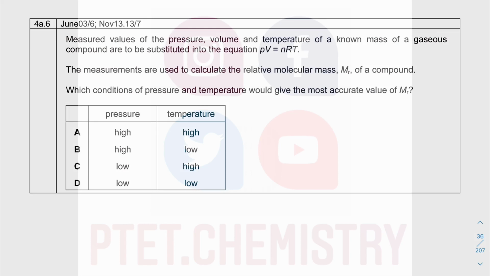So this is a continuation of the topical MCQ on states of matter. It's actually topic 4 under the Cambridge International Curriculum. Anyway, this is quite a straightforward question.